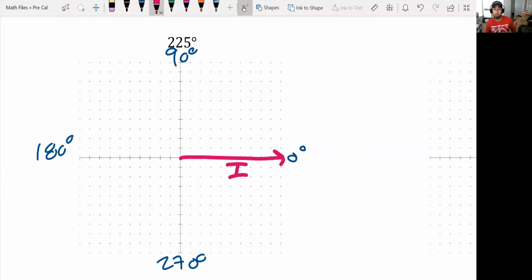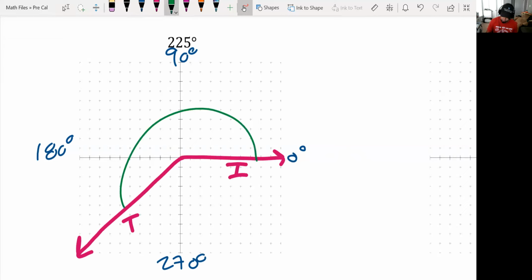Initial side always over here. And then 225, you guessed it, is between 180 and 270. So that is just straight through the middle again. And this is our 225 degrees.